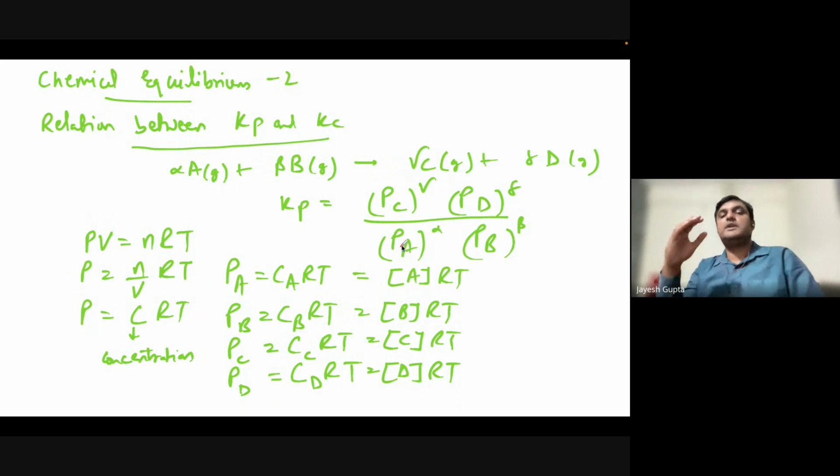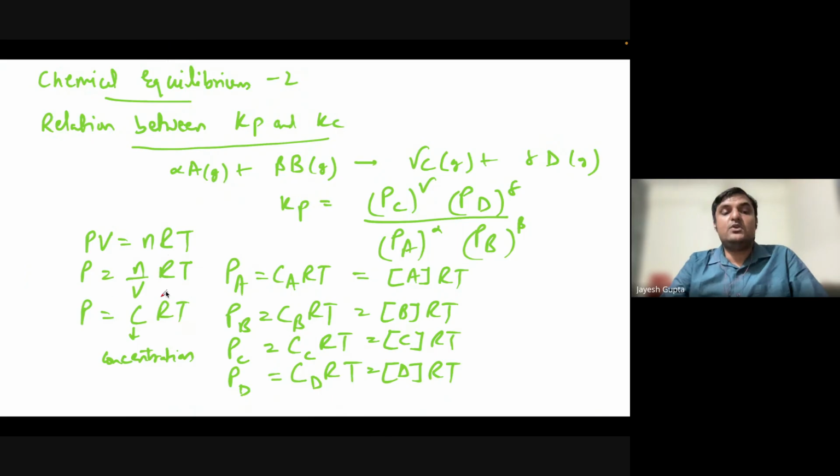Now, since we want to develop a relationship between Kp and Kc, there has to be some concentration terms in this Kp itself. Then only you can introduce Kc. So for that purpose, we will use the ideal gas equation, that is PV equal to nRT, and here we will try to make some concentration terms, so that we can link pressure and concentration terms. So PV is equal to nRT. Volume can come on the right hand side, so we can write P equal to n by V into RT.